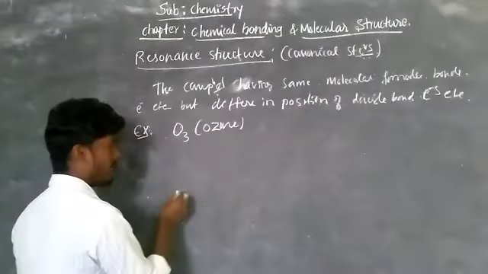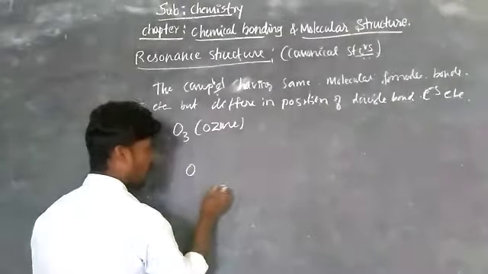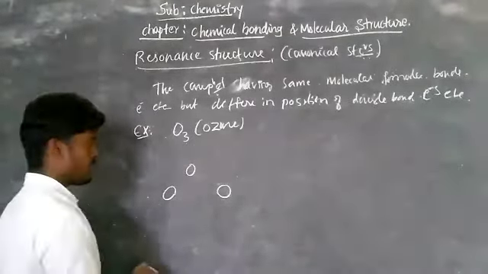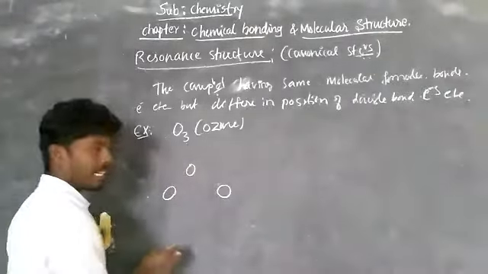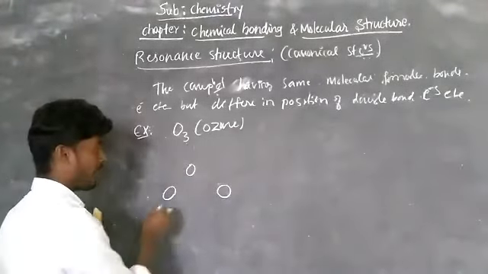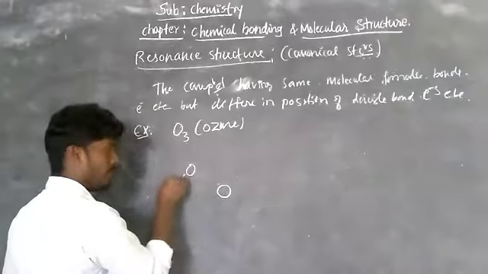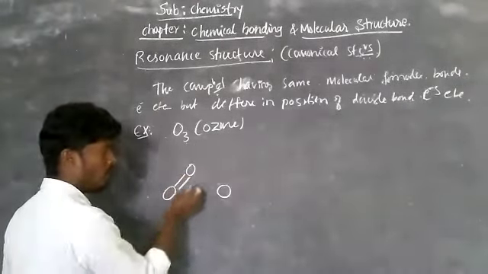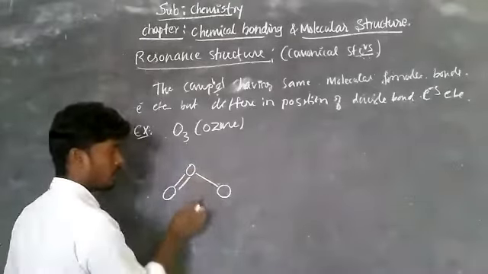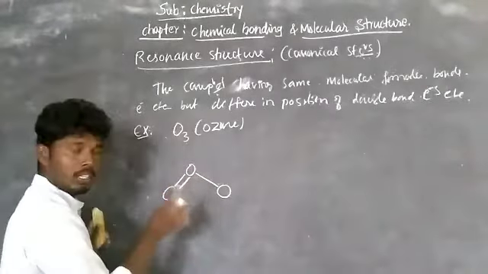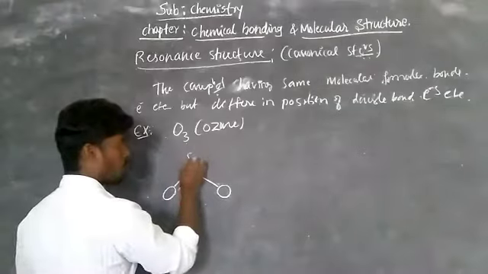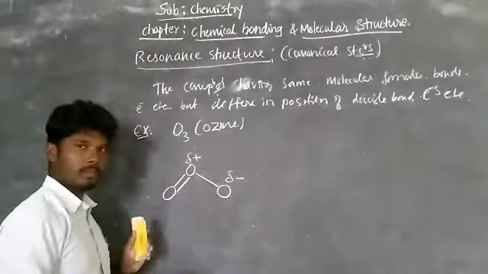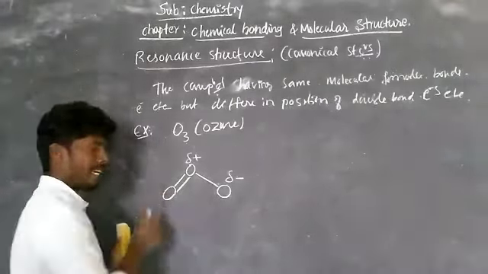Now here there are 3 oxygens: 1, 2, 3. Already you know how to write the structure of ozone. These are the 3 oxygens. Each oxygen contains how many electrons? 6 electrons. Out of 6, to make an octet configuration, 2 oxygens make a bond, and between 2 oxygens there is one single bond. This carries a positive charge. This carries a negative charge. This has no charge. Okay, it means satisfied.